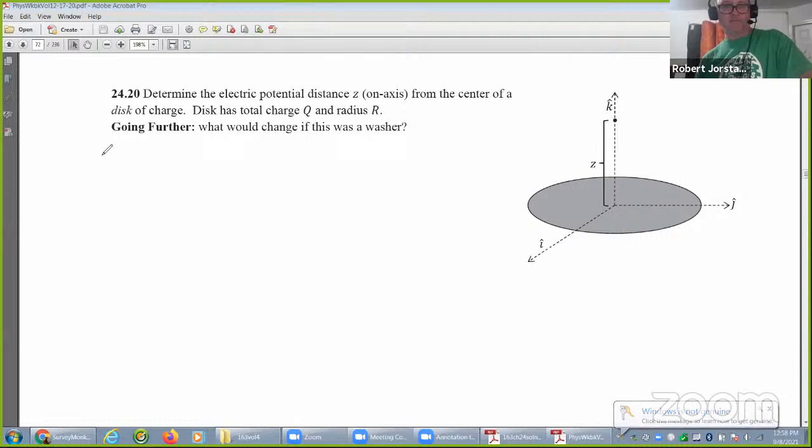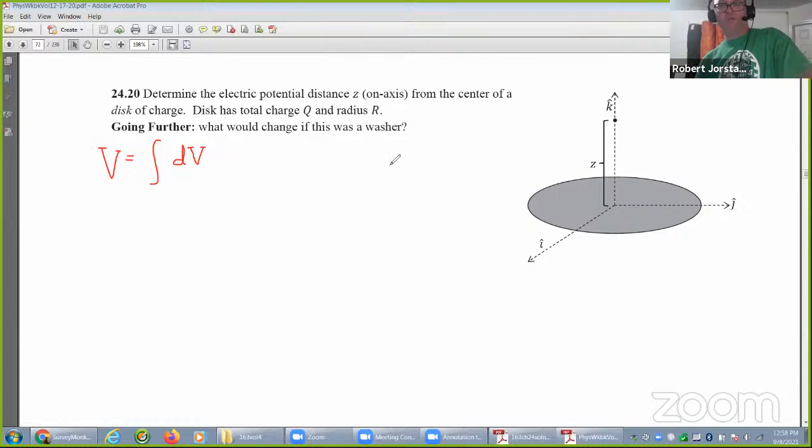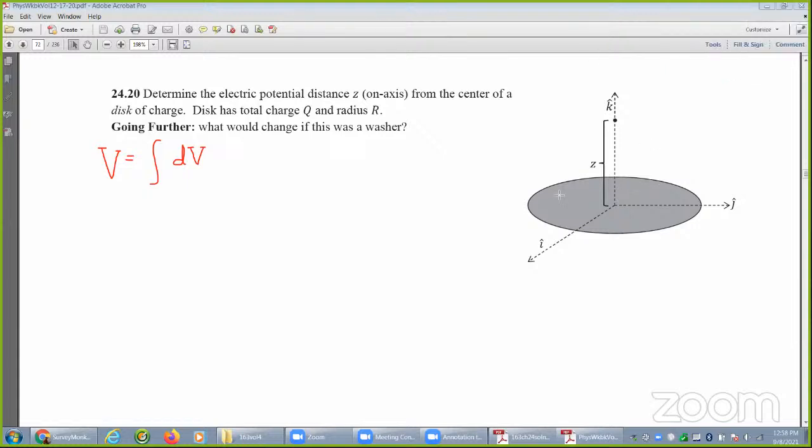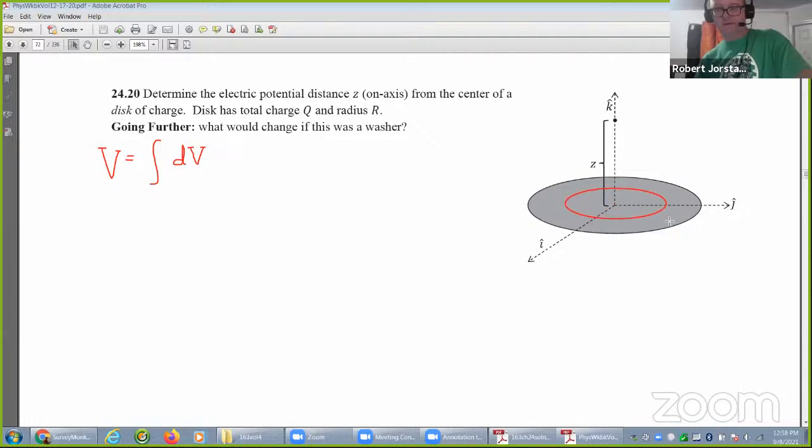If we're going to build this up, V is equal to the integral of dV. We know we need to add some pieces together. What type of pieces are we going to use to build up the washer or the disc? Out of little rings, right? So we're going to build this thing out of rings.